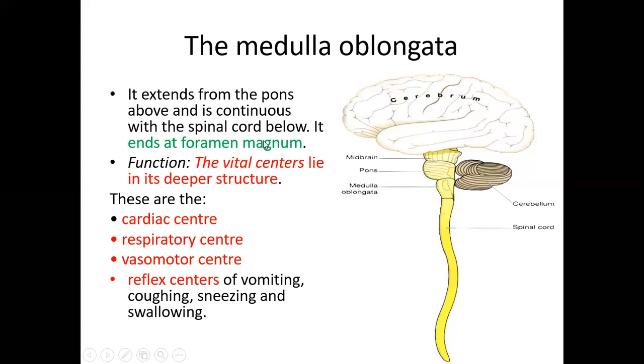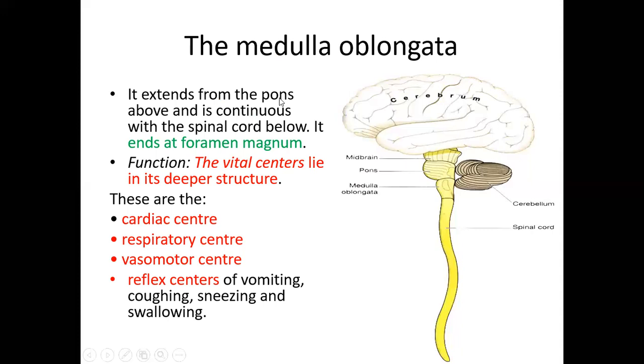Foramen magnum is the largest, what we can say, the foramen in the base of the skull. In the base of the skull, there are many openings. So the foramen magnum is the largest opening.